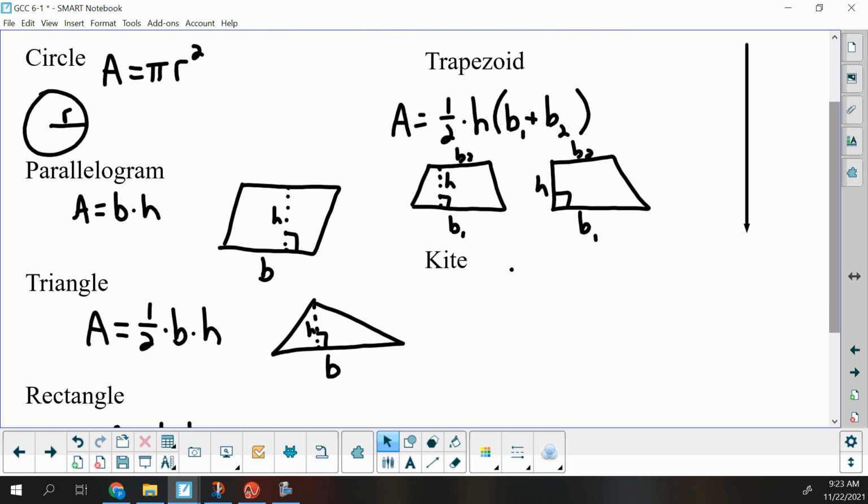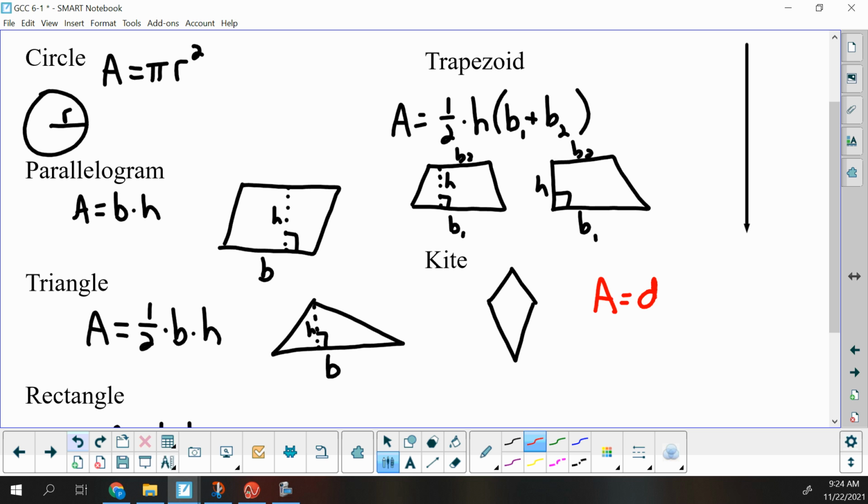And the last one is a kite. So a kite kind of looks something like that. It's basically two isosceles triangles on the top and bottom. Now the kite formula you can get away without knowing, because you could, if you wanted, just split it into two triangles and do the areas of those two triangles and add them together. So you don't necessarily have to have the kite one memorized, but the kite area formula is diagonal 1 times diagonal 2 divided by 2.